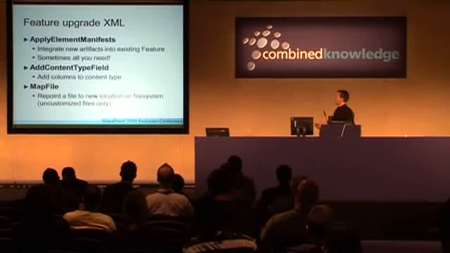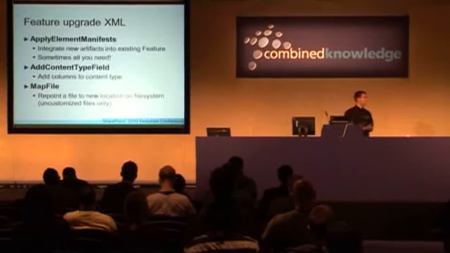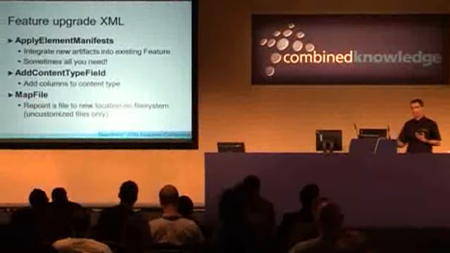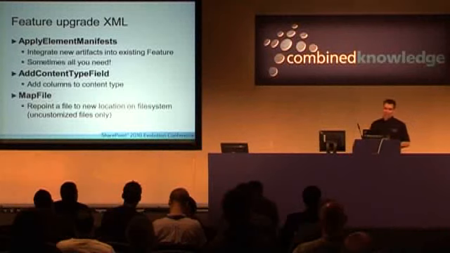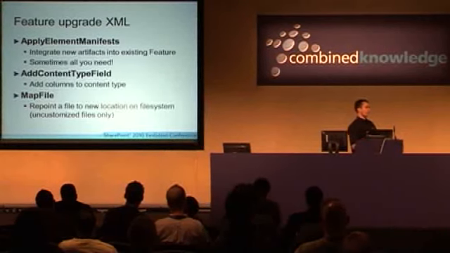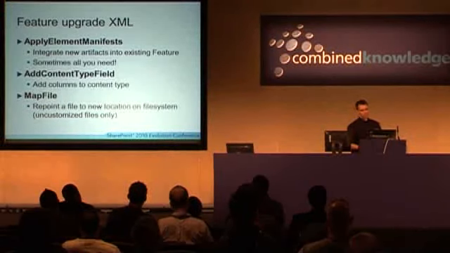We looked at add content type field and how Microsoft have provided us with a shortcut to something which is a really common action. We're going to be doing this all the time. It's one of the most common things that you might come across when you're upgrading features. So Microsoft said, hey, you shouldn't be writing code for that. We'll just give you an XML element.